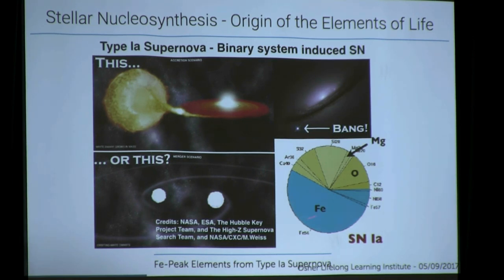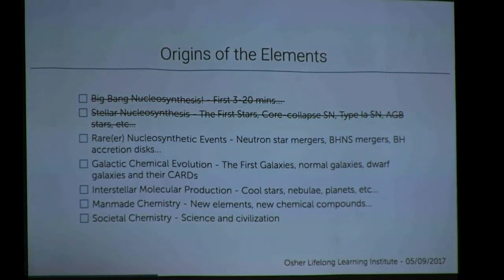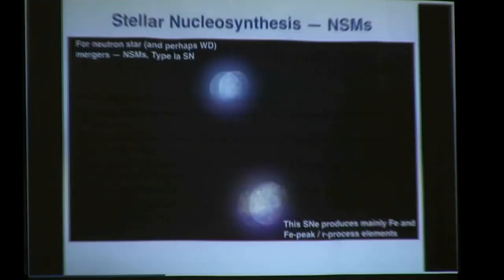Okay, so the main thing is that this leads to a different breakdown of element production. For these type 1As, you mostly produce iron, and then a little bit of oxygen and magnesium. And so this is really critical to understanding the abundances that we see in various stars throughout the galaxy. Okay, so we covered this. Let's move on to the rare events.